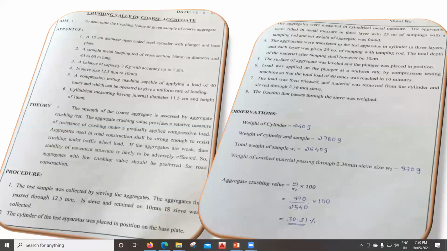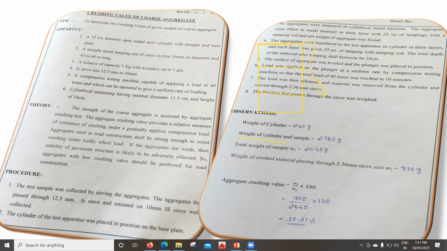This is the cylinder we had taken, and we did the filling of this in 3 layers, right? First layer we did the filling, we did the tamping, then second layer and third layer. Once that aggregate has reached the top level, you weigh this cylinder again. Now you get the weight of the cylinder plus the weight of the aggregate. That is why you can see the weight of cylinder plus sample comes out to be 2780 grams, that is 2.78 kg.